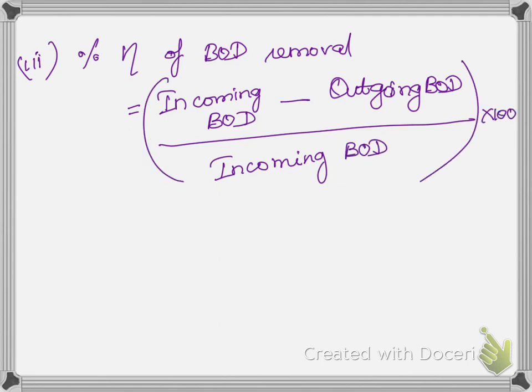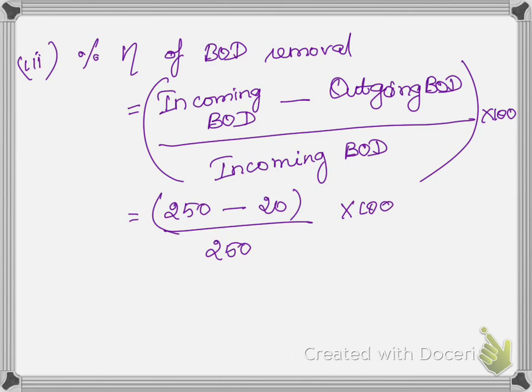Here in the problem, the incoming BOD, that is my influent BOD, is given as 250, and the effluent BOD, that is the outgoing BOD, is 20. So 250 minus 20 divided by 250, into 100. The efficiency is going to be 92%. This is also over. Next we are going to get our final one, that is my sludge age, which is your theta C.